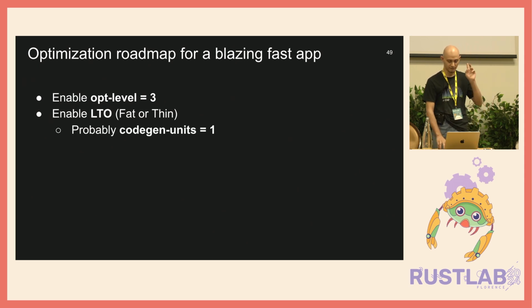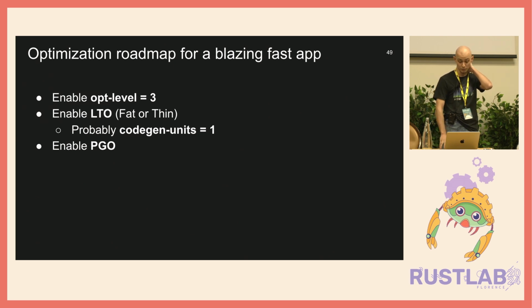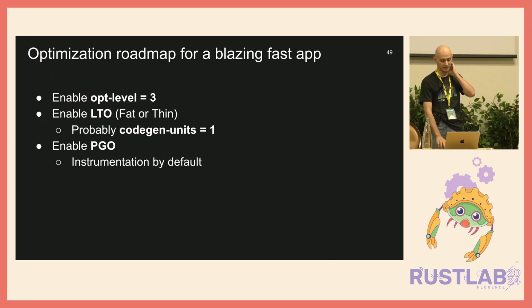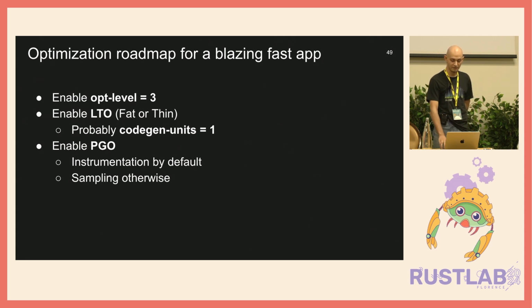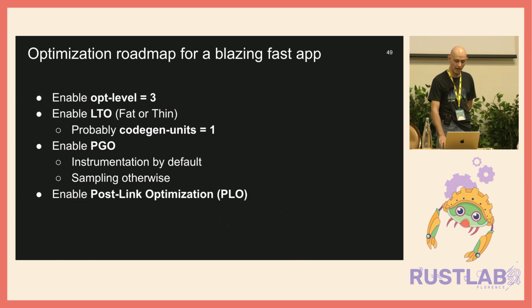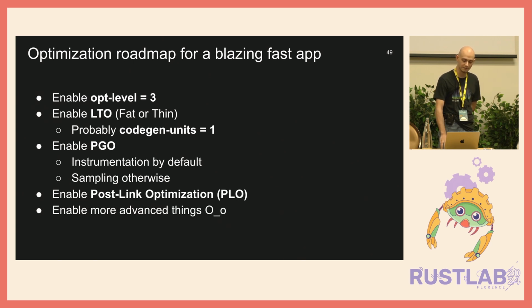Please use fat LTO by default because it's more efficient, thin LTO otherwise if you care about scalability. Codegen units 1, it's a good option, but up to you. After that, enable PGO instrumentation by default because it's easier, sampling otherwise, and after that, you have something more advanced.